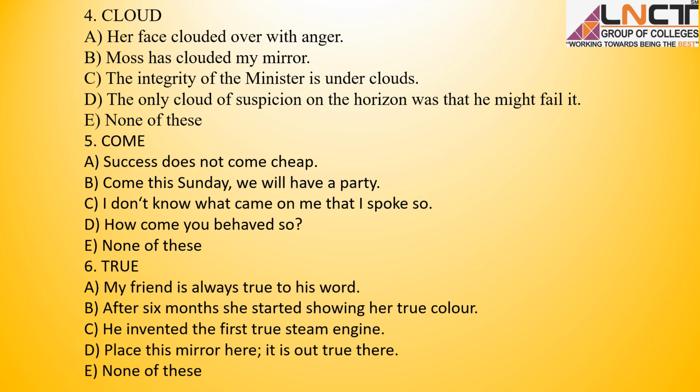And if something completely overtakes your personality, it means that now you are no more yourself, you are behaving in a manner that you don't generally behave. So the sentence must ideally be I don't know what came over me, not what came on me that I spoke so. So there's a mistake in C. How come you behaved so is equal to why did you behave so, because how come is a question word which means why. Next up is the word true.